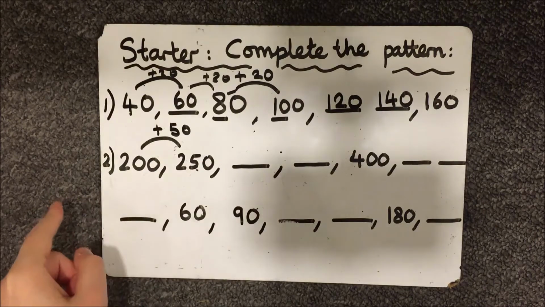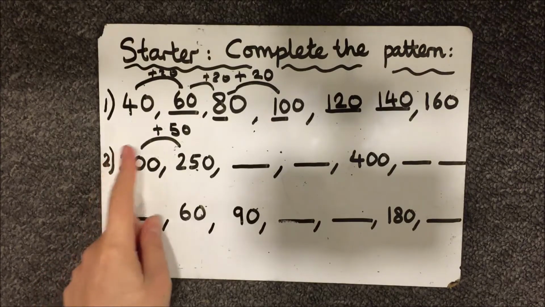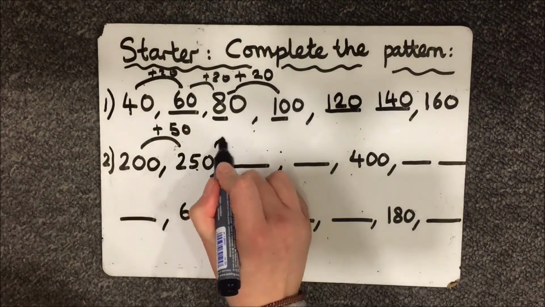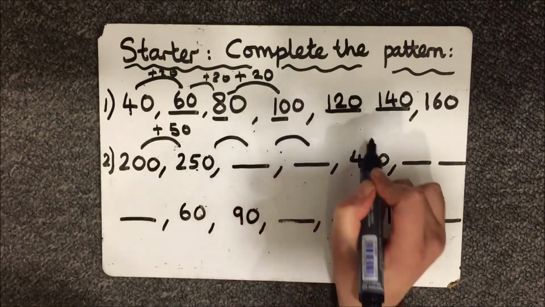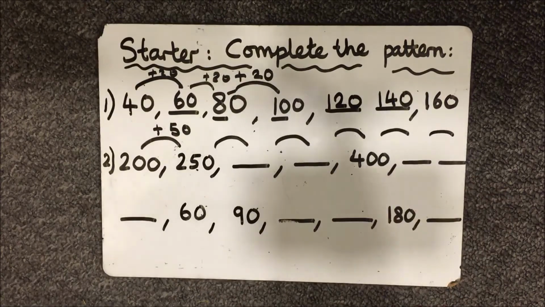Remember, my number patterns don't always start from 0, they can start from another number, so we have to spot the number from here to here. See if you can complete the pattern by adding on 50 each time. Pause the video and have a go at that now. Unpause once you're ready to correct.